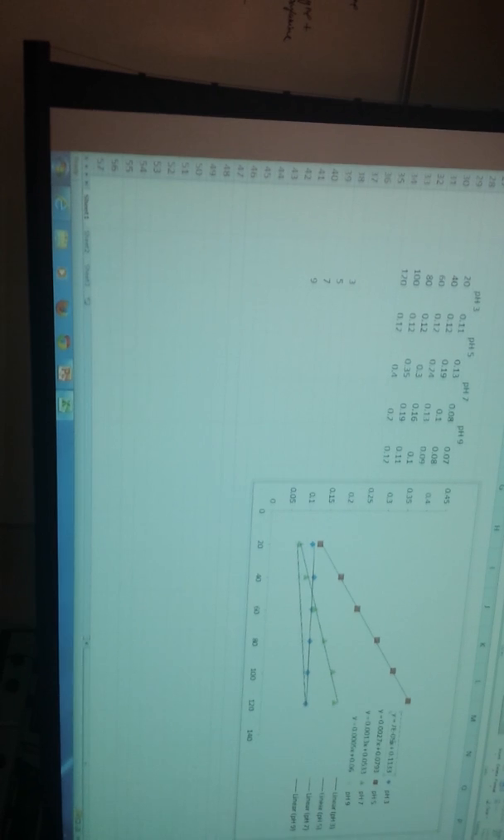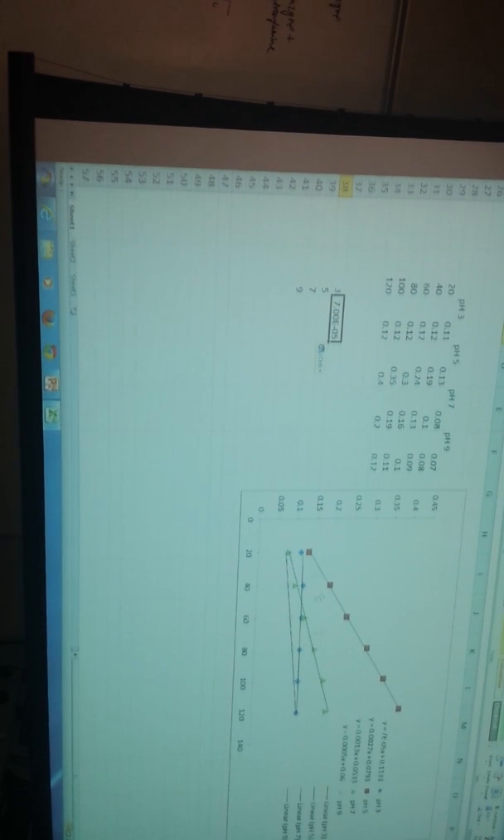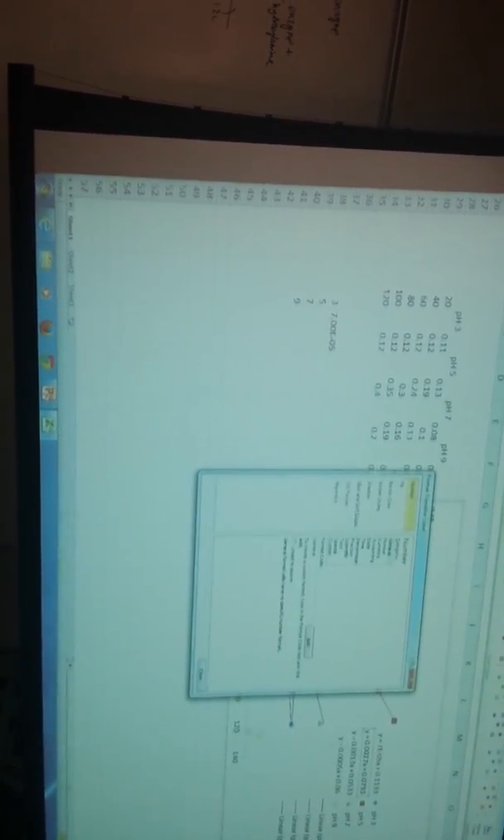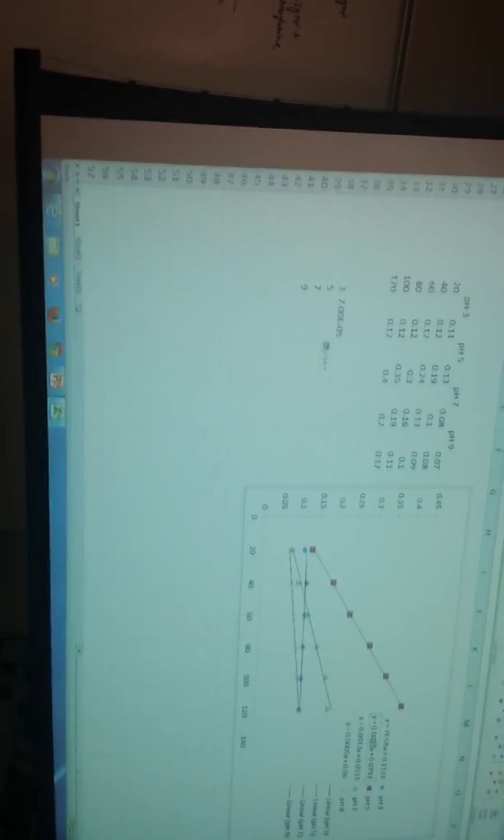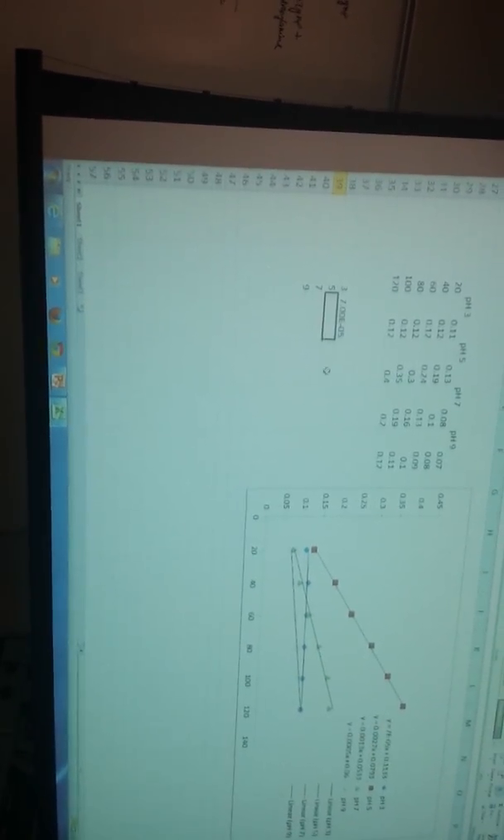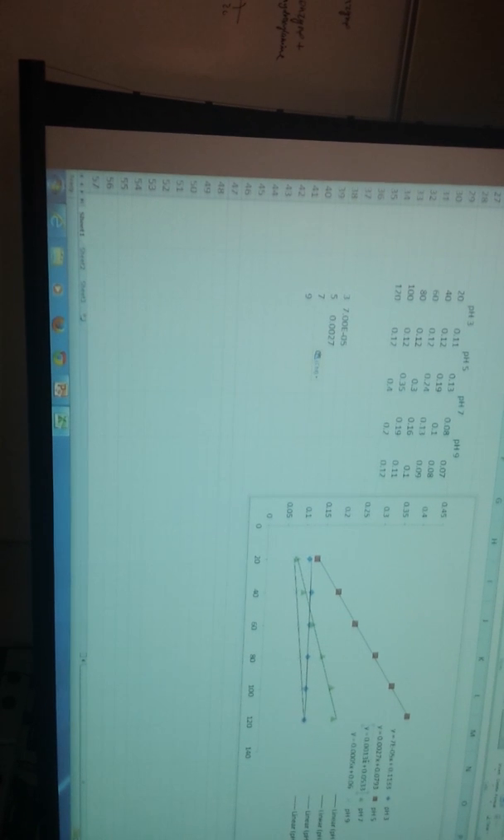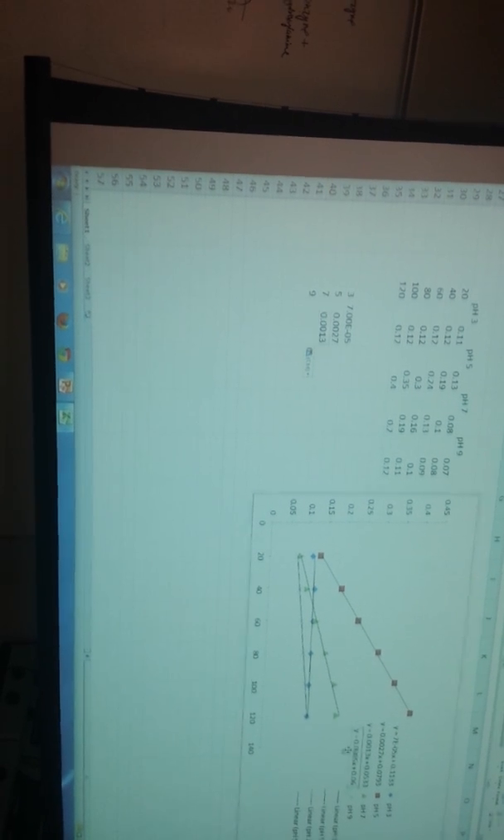For example, for pH 3, it's this slope right here, this number before the X. So I'm just going to copy that and paste it right here. Same thing for 5. I'm getting these slopes, which represent the reaction rate, and I'm putting them right next to their pH. pH 7, here's the rate, and then lastly pH 9.